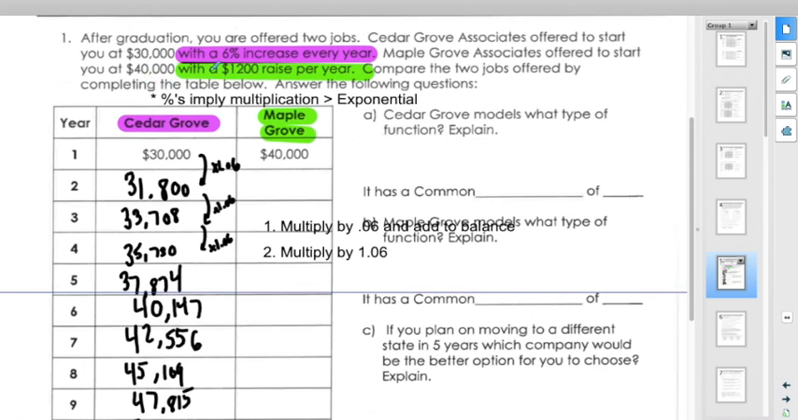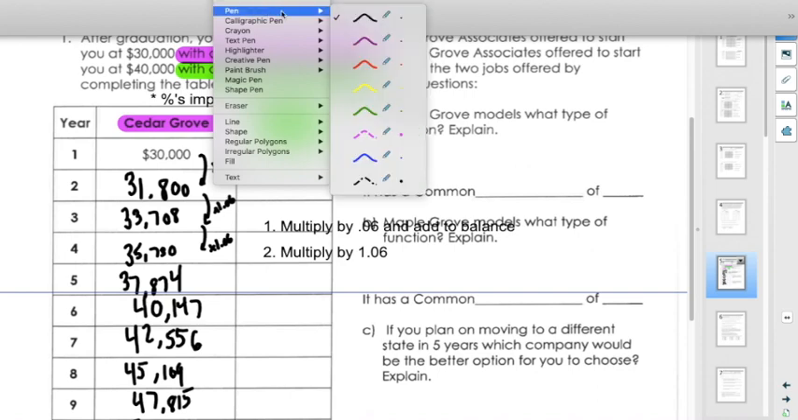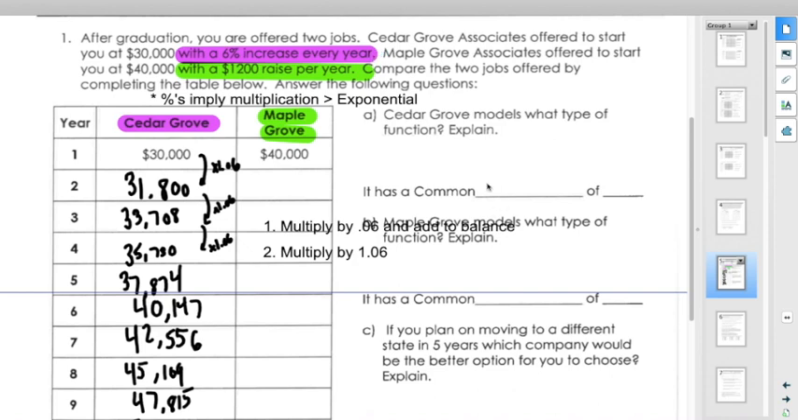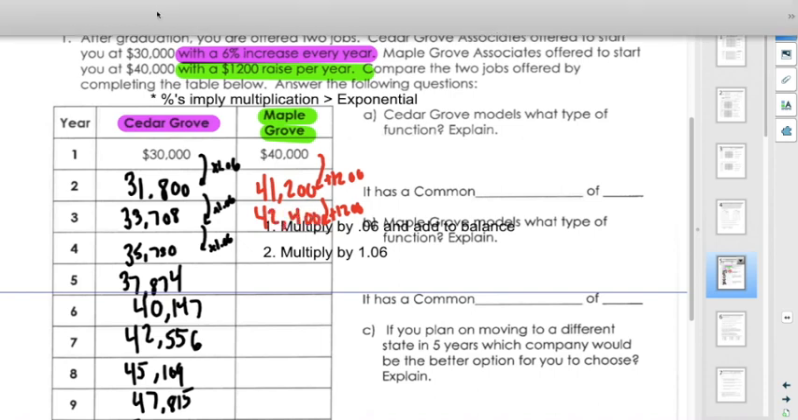Now for the green, for Maple Grove, starting at 40,000 with a 1,200 raise per year. So hopefully you guys see, that is a constant rate of change. I'm only going up by 1,200 each year. Okay, so plus 1,200, which would leave me at 41,200. Again, plus 1,200, which would leave me at 42,400. So write down 1 and 2 if you didn't write that down yet. I'm going to move it now.